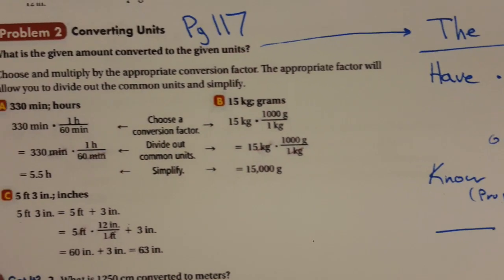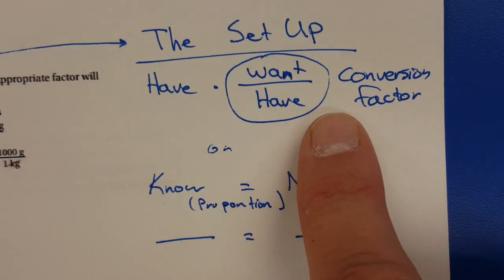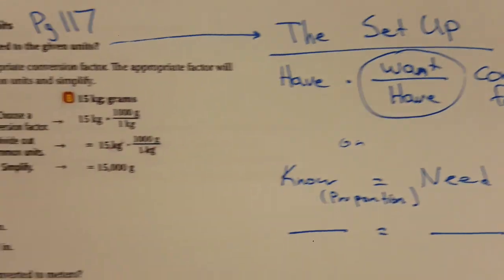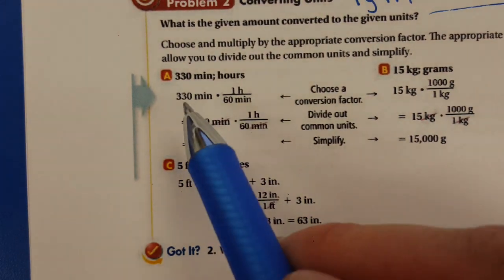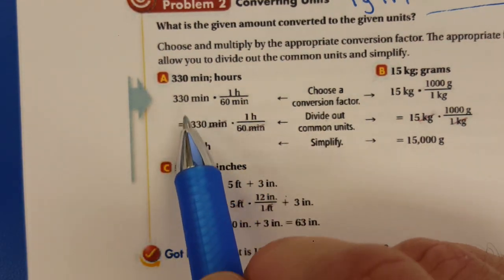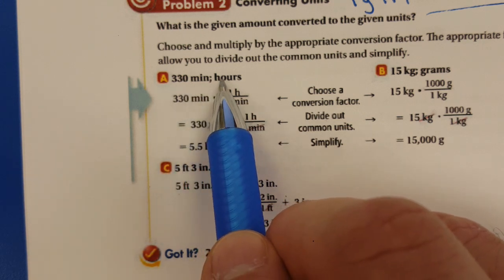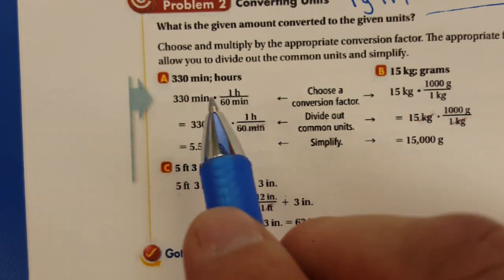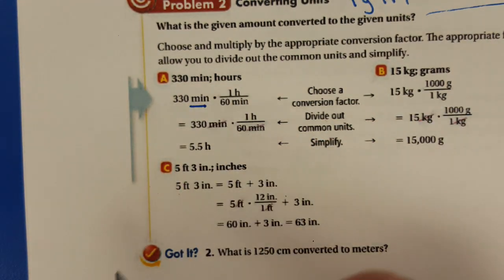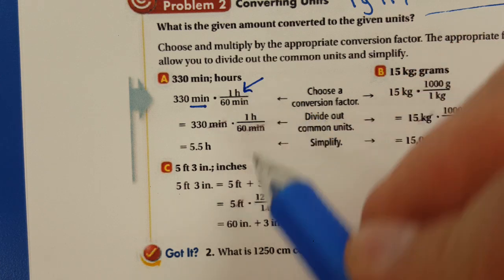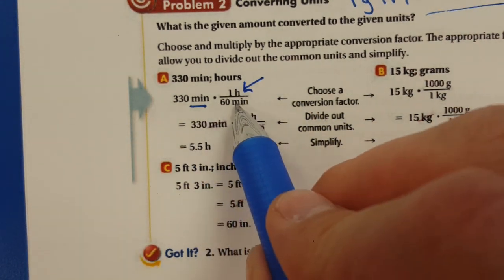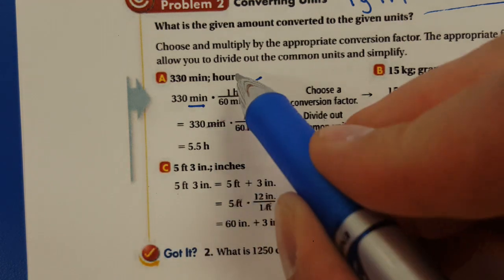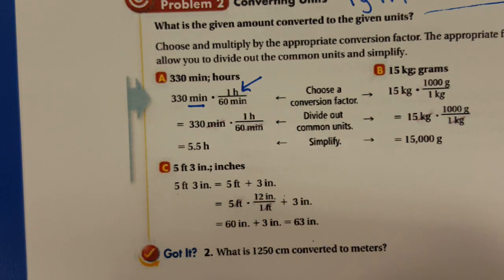All right, so here is problem number 2. Now they do this method. They do this setup method. You take the have times what you want over what you have. Okay, so take a look here. Problem number 2A, it says you've got 330 minutes and you want to convert it to hours. Now again, some people can just do this mentally, but you have minutes and you want to convert it to hours. So you take it times 1 hour over 60 minutes, because that's how 1 hour and 60 minutes are related to each other. 1 hour and 60 minutes are the same thing.